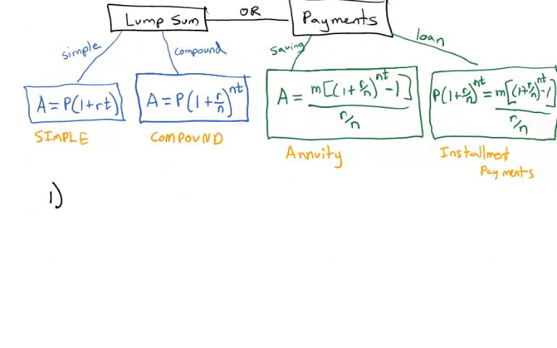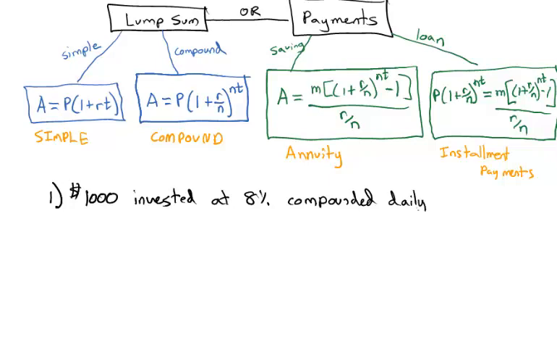So for example, if I have $1,000 invested at 8% compounded daily, what will the final amount be in 4 years?